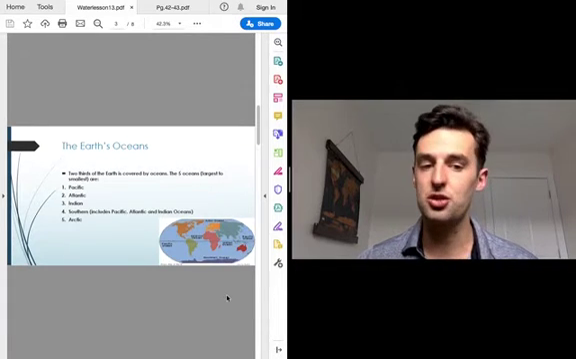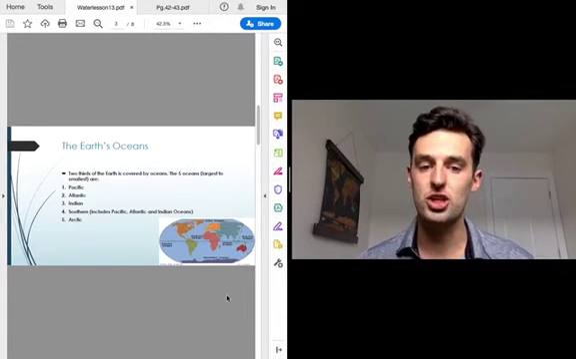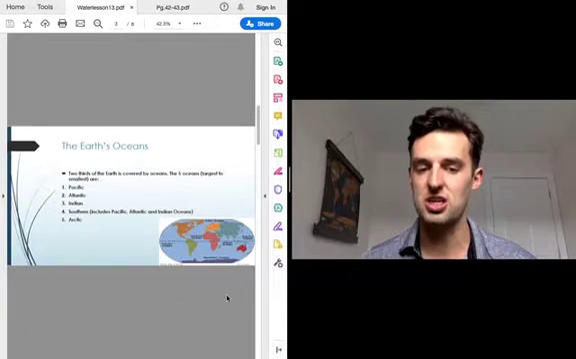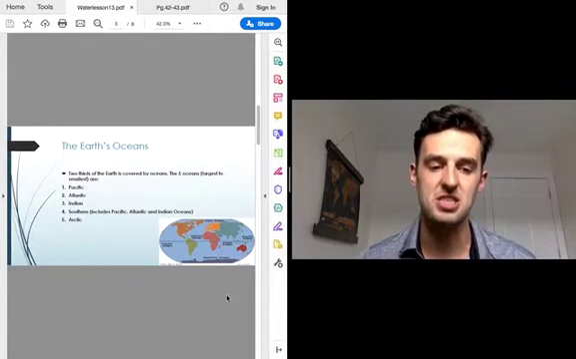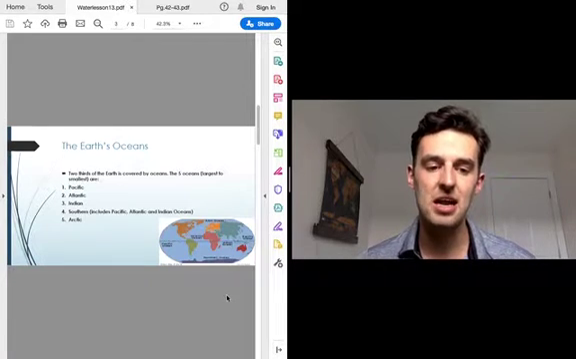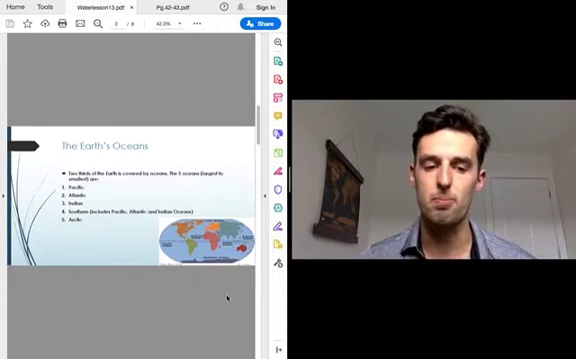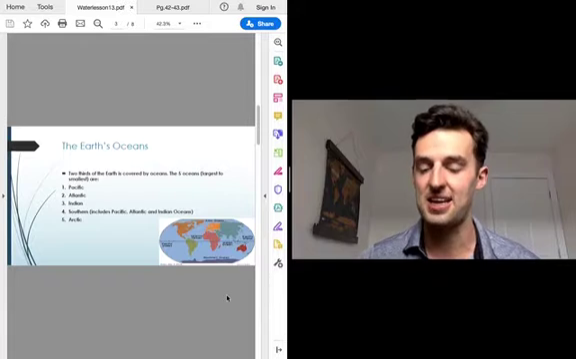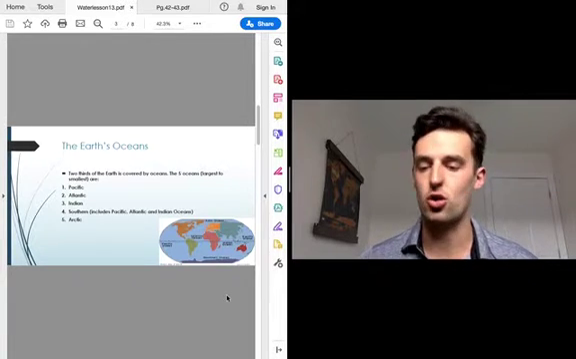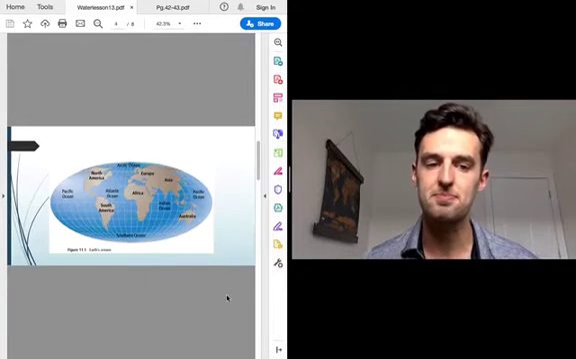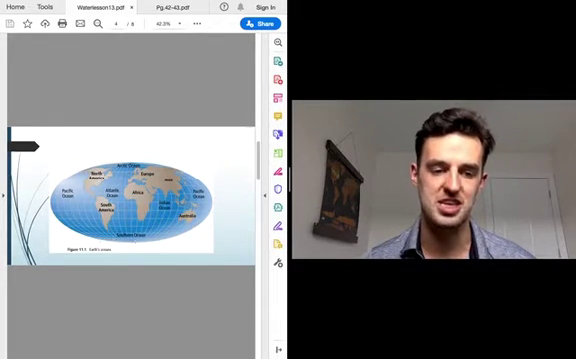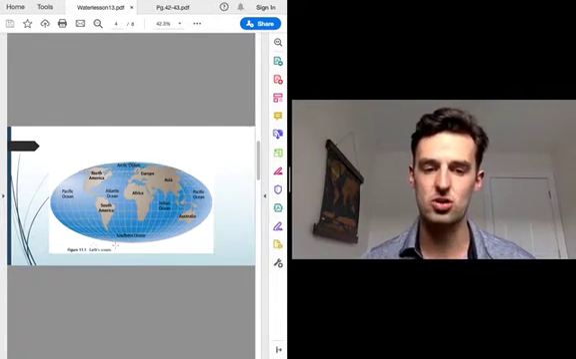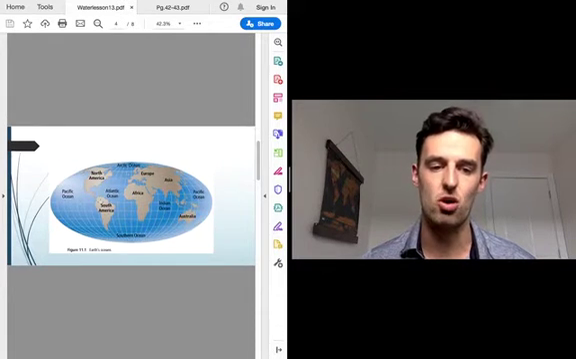Two-thirds of the Earth is covered by the ocean, and the five oceans that we have, ordered largest to smallest, are the Pacific, the Atlantic, the Indian, the Southern Ocean, which includes parts of the Pacific, Atlantic, and Indian Oceans, and the Arctic Ocean, which is our smallest ocean. This is just a map to show you where all of those are. Down here by Antarctica is the Southern Ocean, and then you see all of the other ones as well.